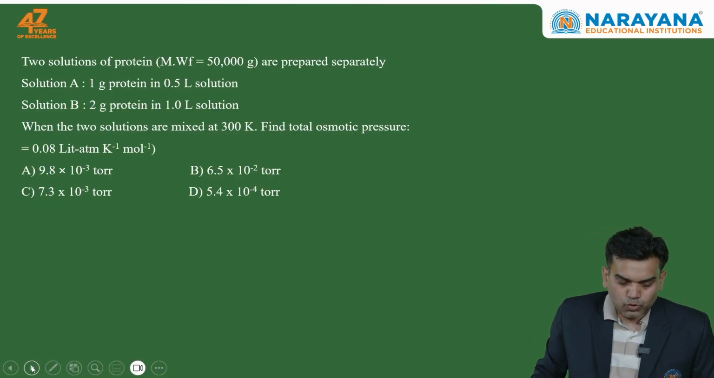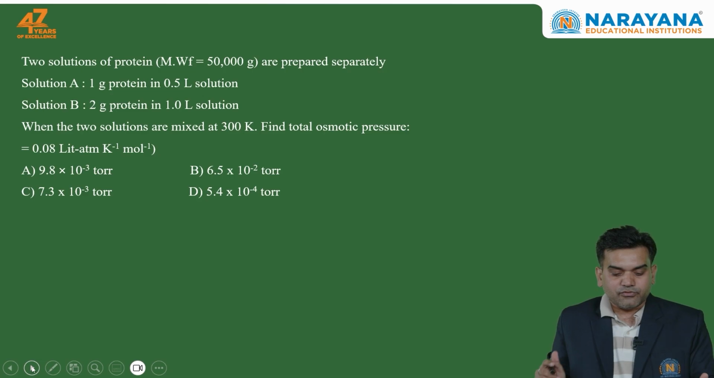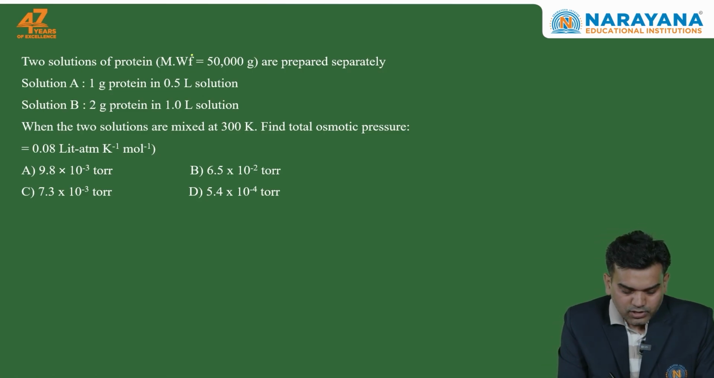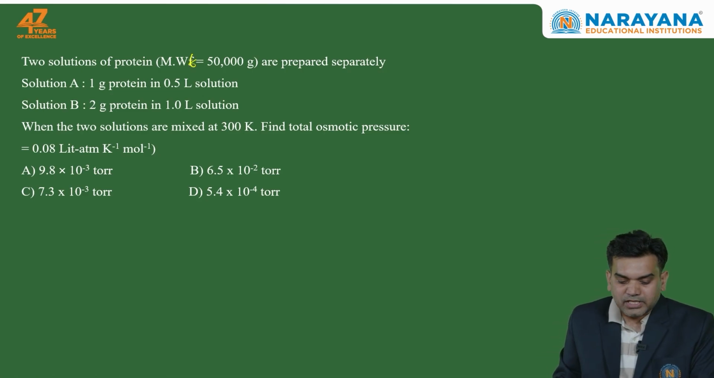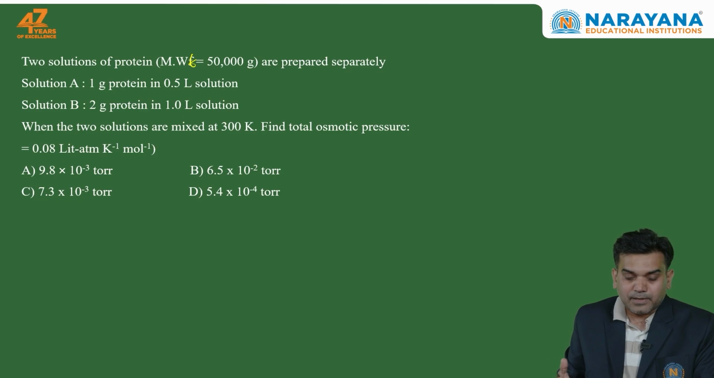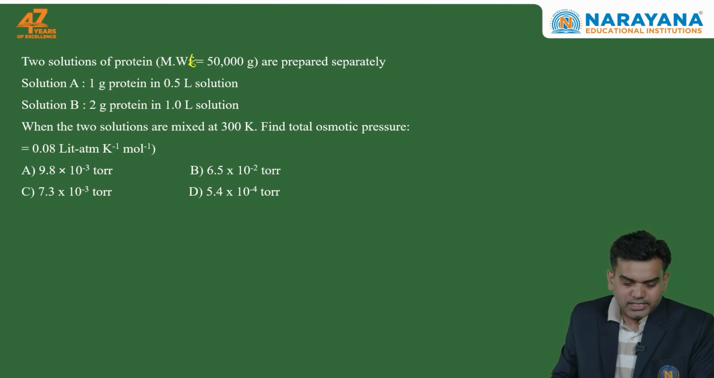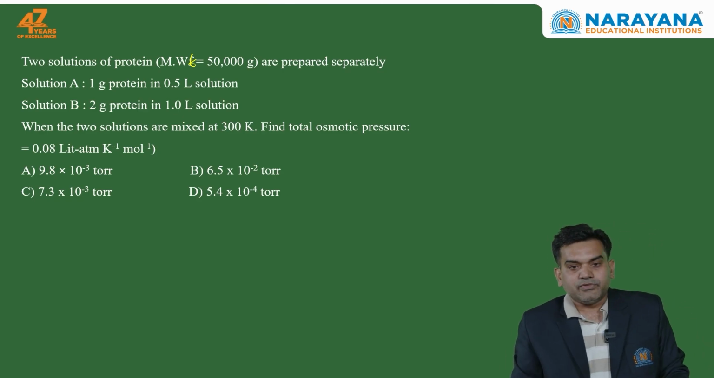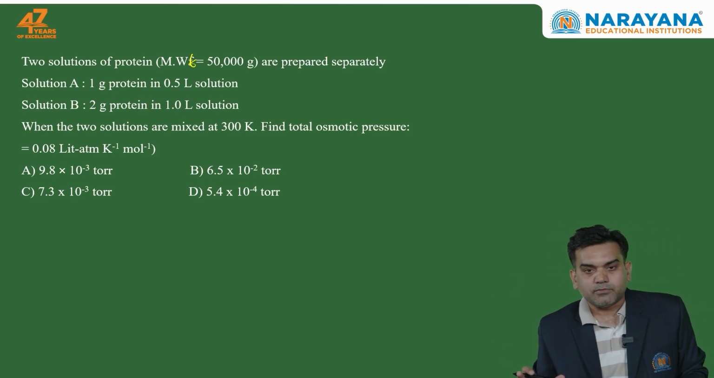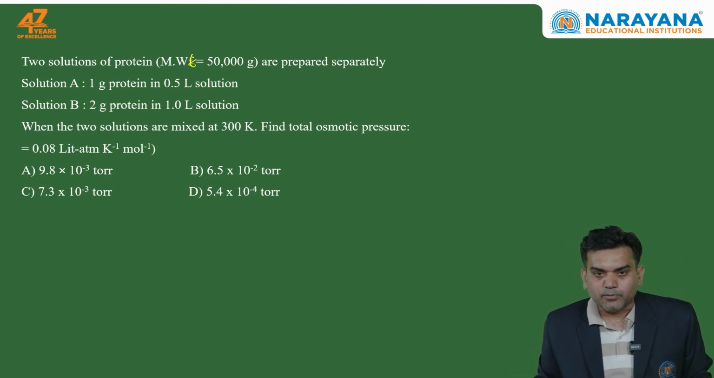Colligative properties. Two solutions of protein with molecular weight 50,000 grams are prepared separately. So don't get shocked that molecular weight can be 50,000. It can be lakh, it can be 2 lakh, because proteins and all these things are polymers. So polymers can have these giant values of molar mass.